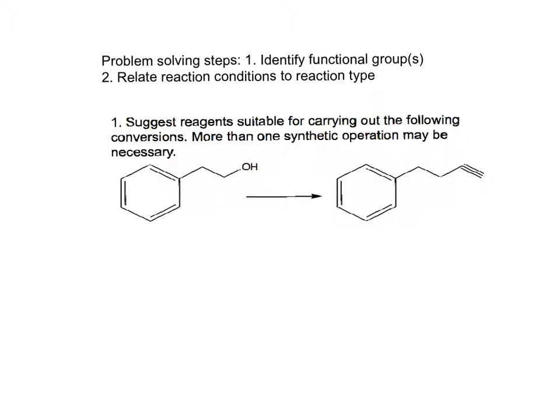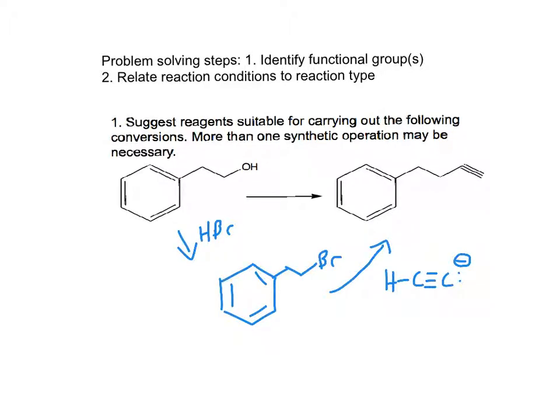Stop the video. Note that the carbon side chain goes from 2 carbons to 4 carbons. That means we've got to form a carbon-carbon bond either by doing a Grignard reaction or using the acetylide ion. So here is a method to accomplish this conversion.